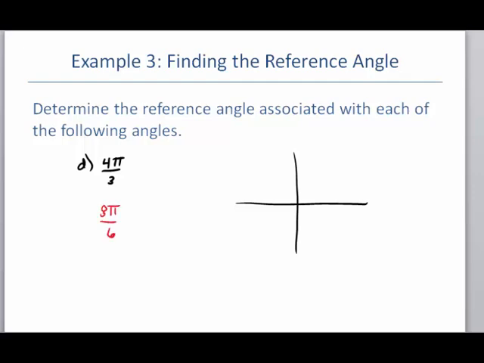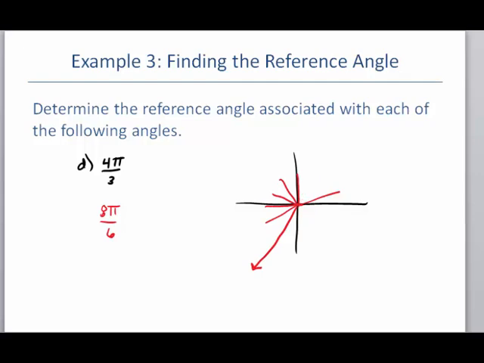Remember that when we counted these out, we counted them out as multiples of pi over 6. And 8 over 6 is the same thing as 4 over 3. And that's just going to help me count it a little bit easier. All right, so here's pi over 6. Here's 2 pi over 6. There's 3 pi over 6. 4 pi over 6, 5 pi over 6, 6 pi over 6, 7 pi over 6. Here's 8 pi over 6.